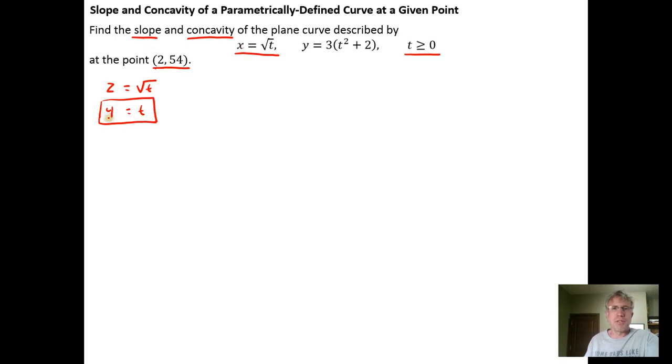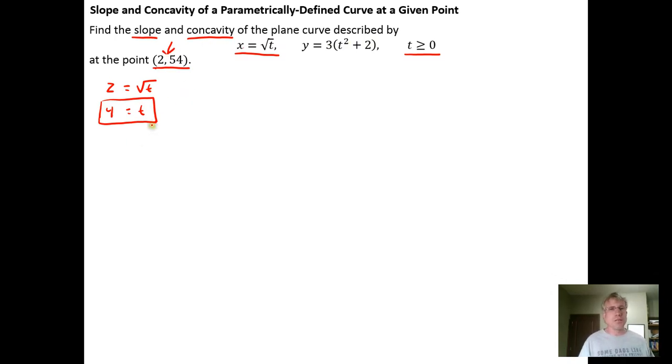If we wanted to verify things, we plug the 4 into y. We get 4 squared is 16 plus 2 is 18. 18 times 3 is going to be 30 plus 24 is 54. So indeed t equal to 4 generates both the x and the y coordinate for this point.